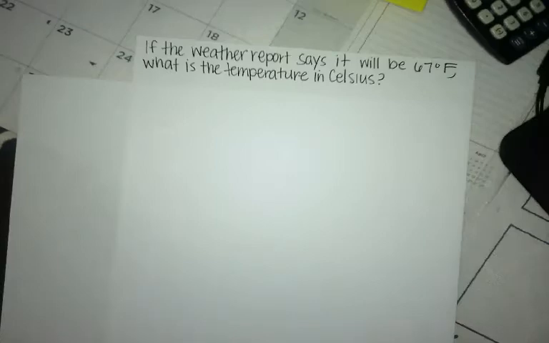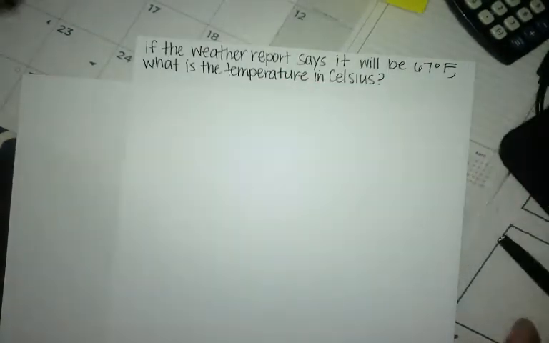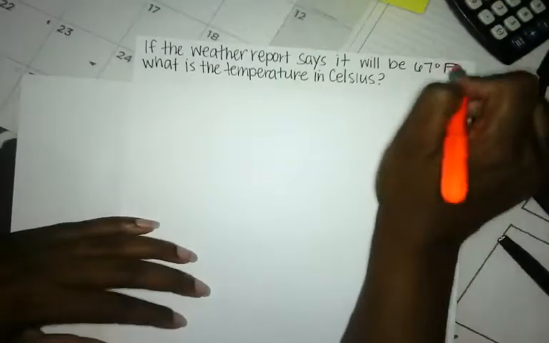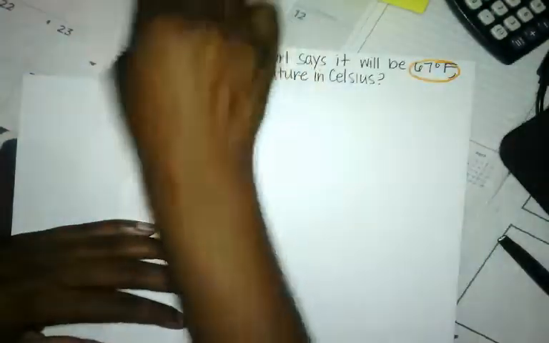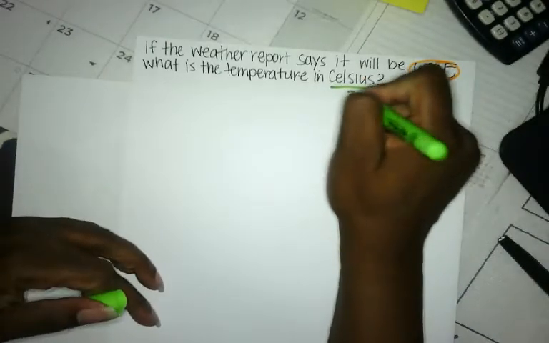Alright gang, this is video number 2, and this is a different conversion. So we have the weather report says that it's 67 degrees Fahrenheit. What is the temperature in Celsius? So if we look at our equations, well first let's look at what numbers we have here. We have the 67 degrees Fahrenheit, units are important, and we are trying to find the temperature in Celsius.